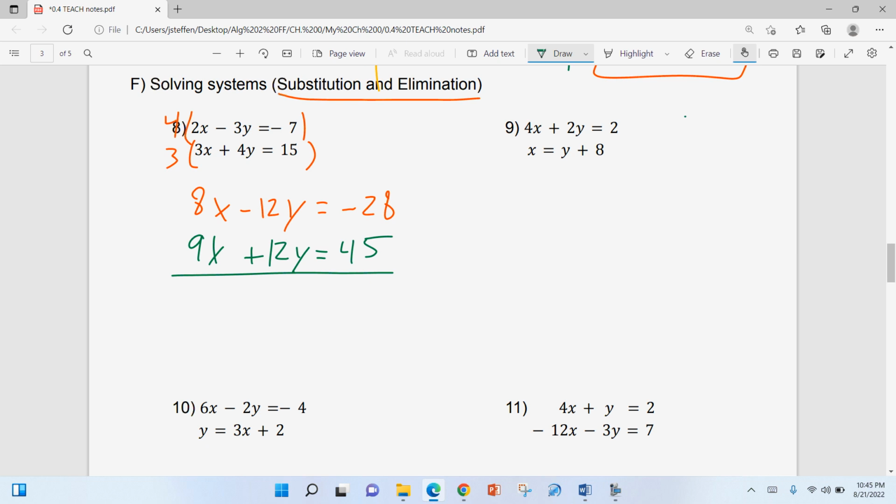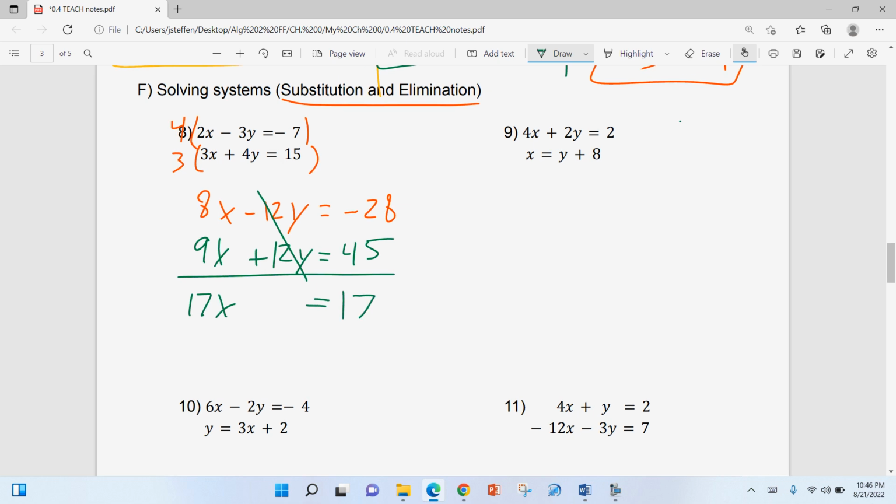So negative 12 plus 12 cancel. That's the whole reason we did that. That's the whole idea. 8 plus 9 is 17x. Negative 28 plus 45 is positive 17. So divide everything by 17. We end up getting x is equal to 1. So that's super nice, but that's not our answer. We have to plug that one back in and solve for y.